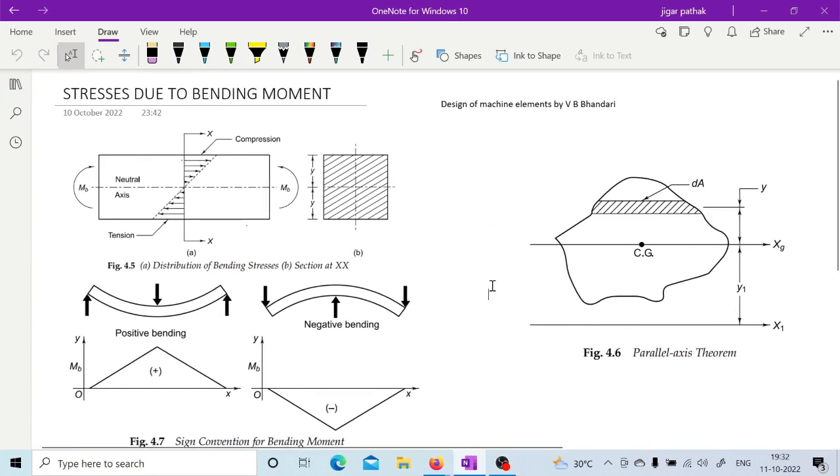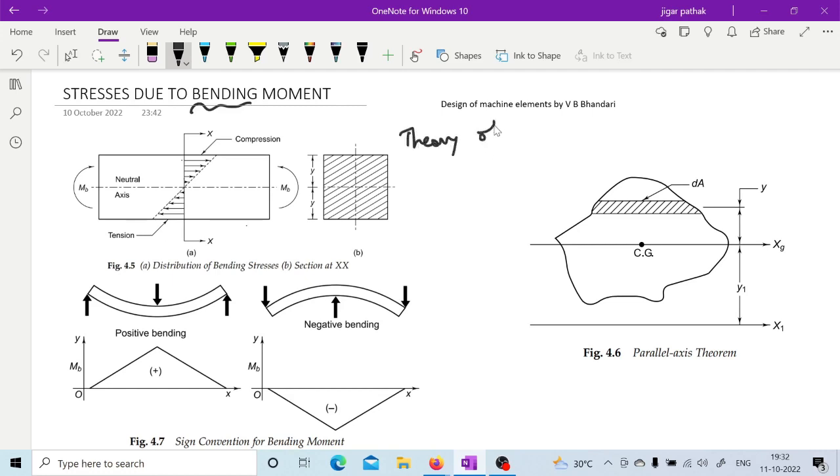Once you have an idea about all these different types of stress and strain, you can go for some more types of stress. We have seen tensile and compressive stress, and we have seen shear stress. Now there may be stress due to bending also. And in your strength of materials, the theory of pure bending is there.